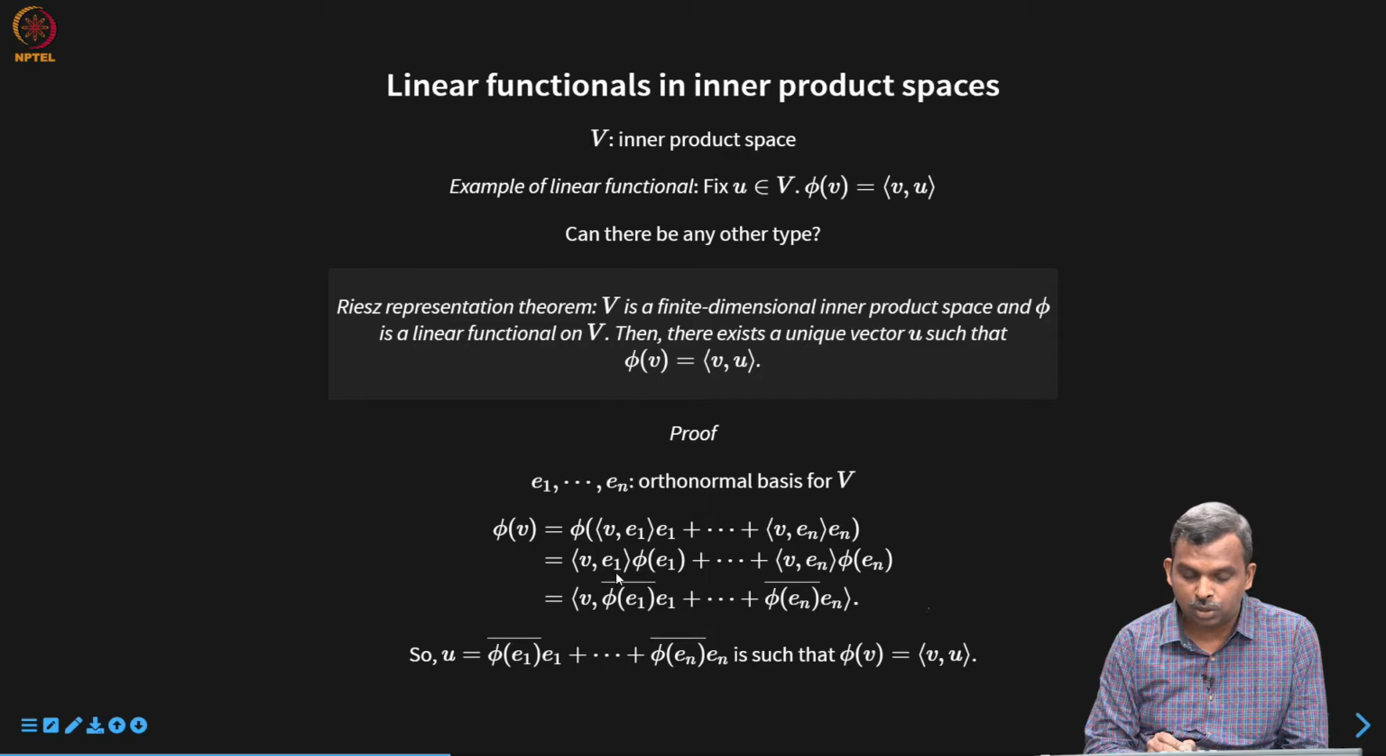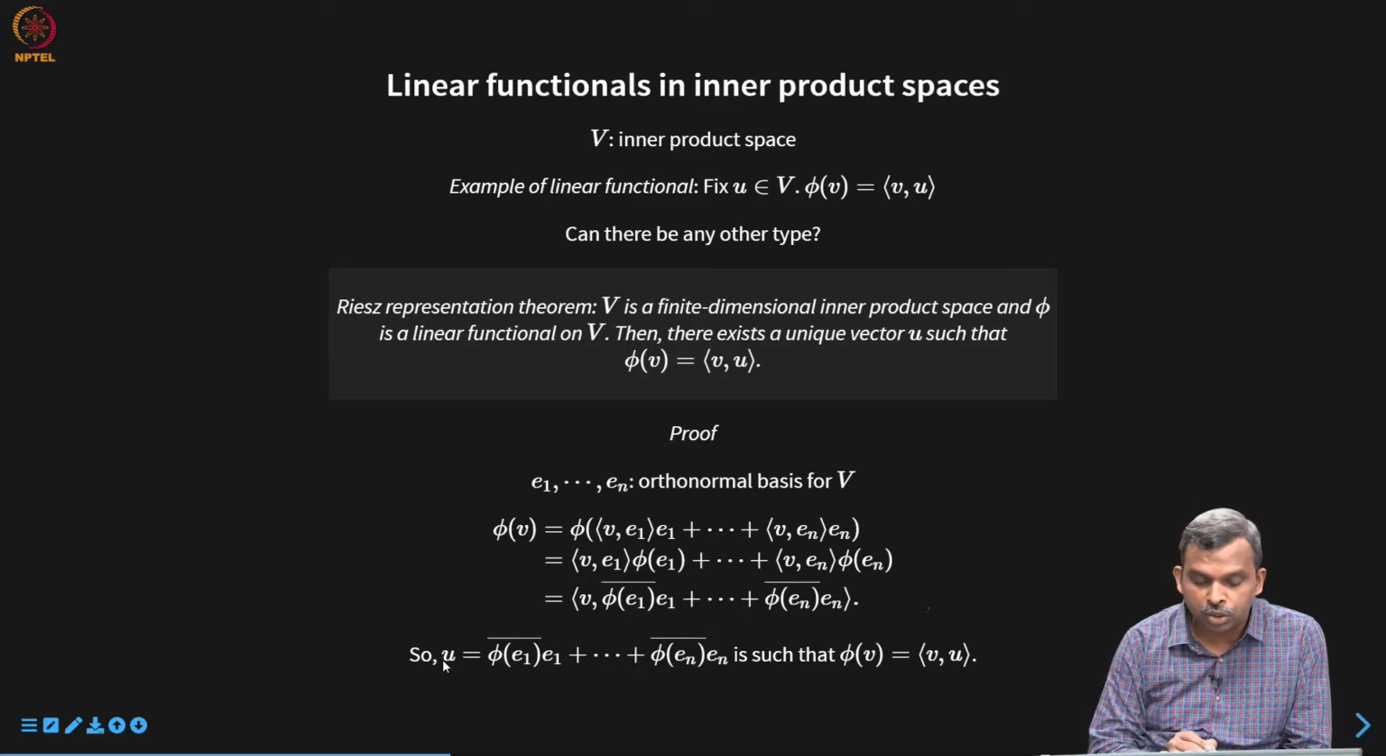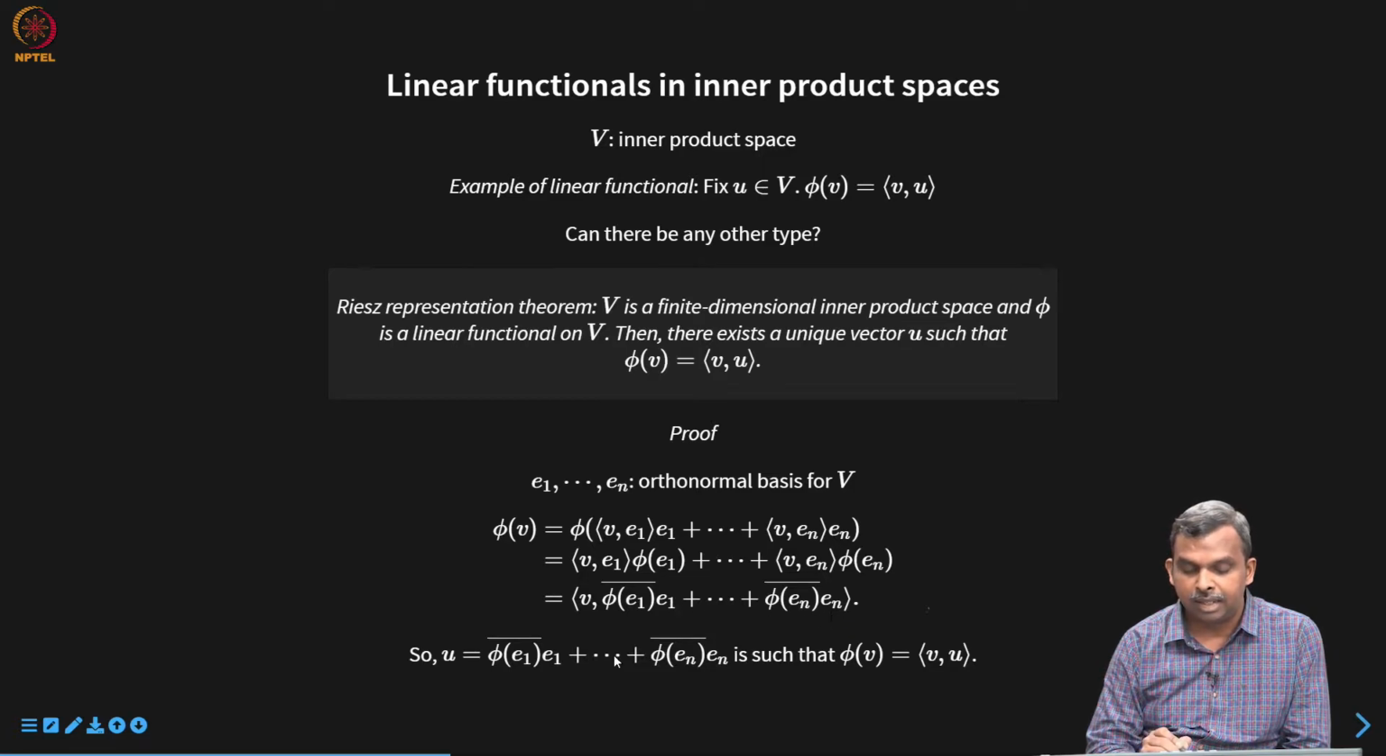Once you do that, you use the additivity in the second argument. So this becomes the inner product of v comma this. I just showed you the intermediate step there. Each term phi goes in and becomes conjugated, and then you add up all of those. V is the same, so the second argument becomes additive. If you put u as this, whatever the second one is, phi of e1 bar e1 plus this, then phi of v becomes v comma u.